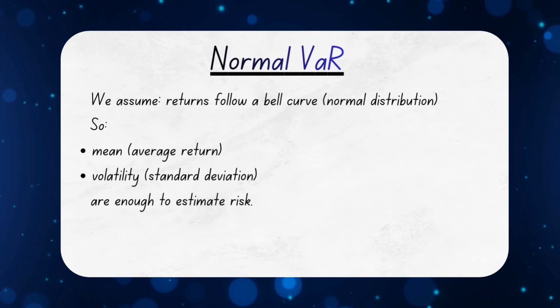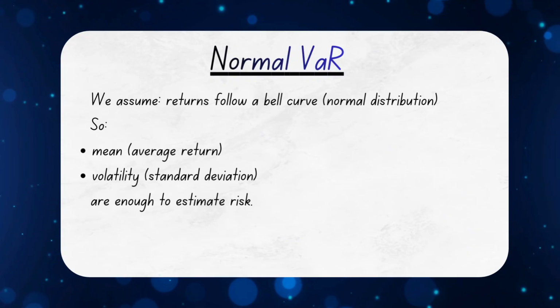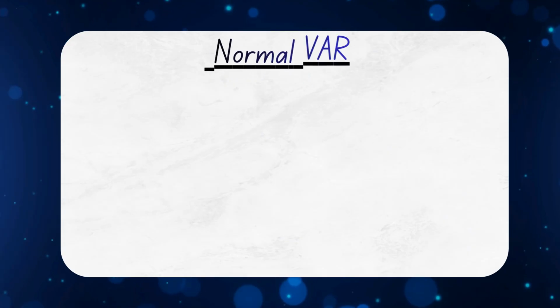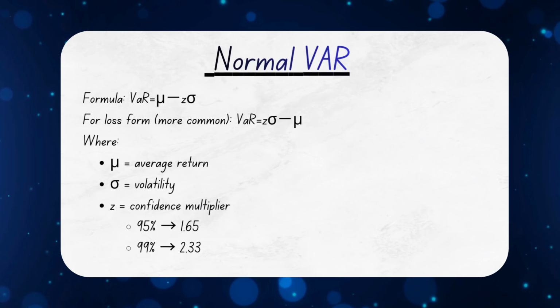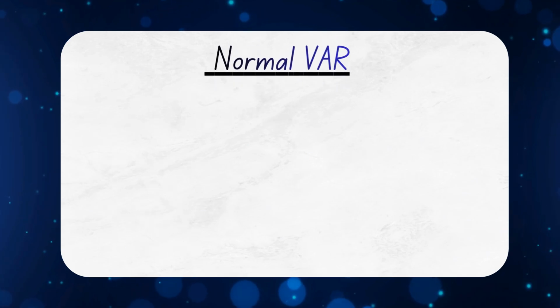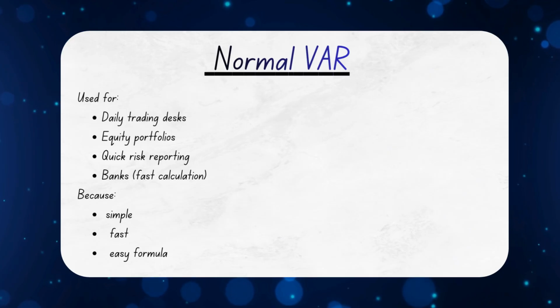In this method, we assume that returns follow a normal distribution, which is basically the bell-shaped curve you see in statistics. That curve is symmetric, so gains and losses behave nicely around the average, and we only need two things: the average return and the volatility. Because of this simple assumption, the calculation becomes very fast and easy, which is why banks and trading desks love it for daily risk reports.